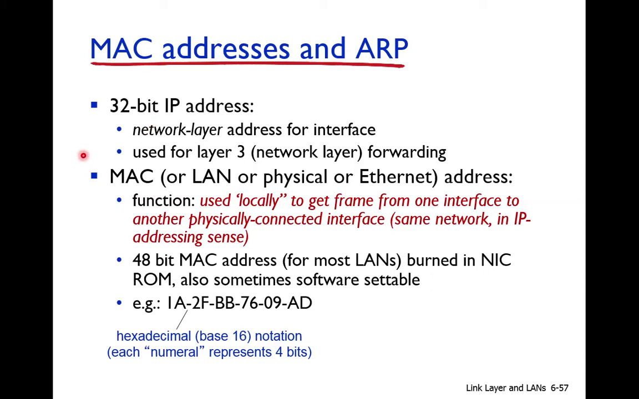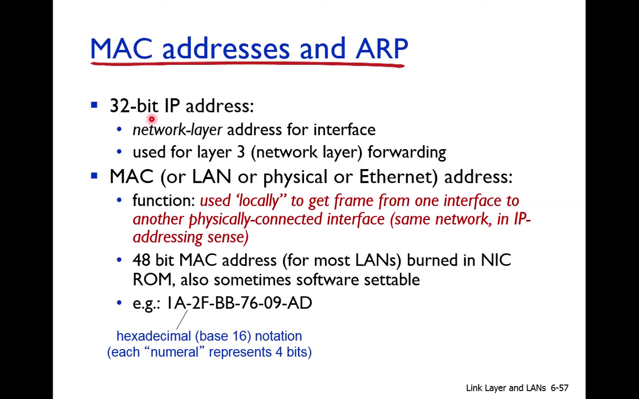Okay, so we also have another type of address that is called MAC. This is also called LAN address, also called physical address, and it is also called Ethernet address. This MAC address is used locally, only at the link layer, at the LAN. It is used locally to get from one interface, from one LAN card, to another physically connected interface on the same network.